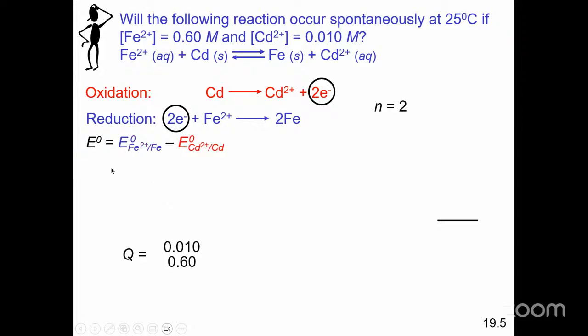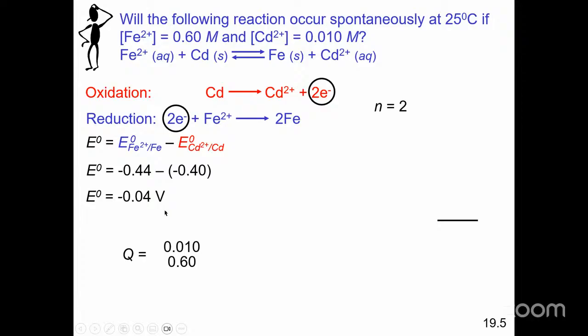And then now the EMF of the cell, under standard conditions, you'd have to determine by looking up the values for iron and cadmium. So when you look them up in the tables, you see that for iron, it's minus 0.44 volts, and for cadmium, it's minus 0.40 volts. So you do the calculation here, and you will end up with minus 0.04 volts.